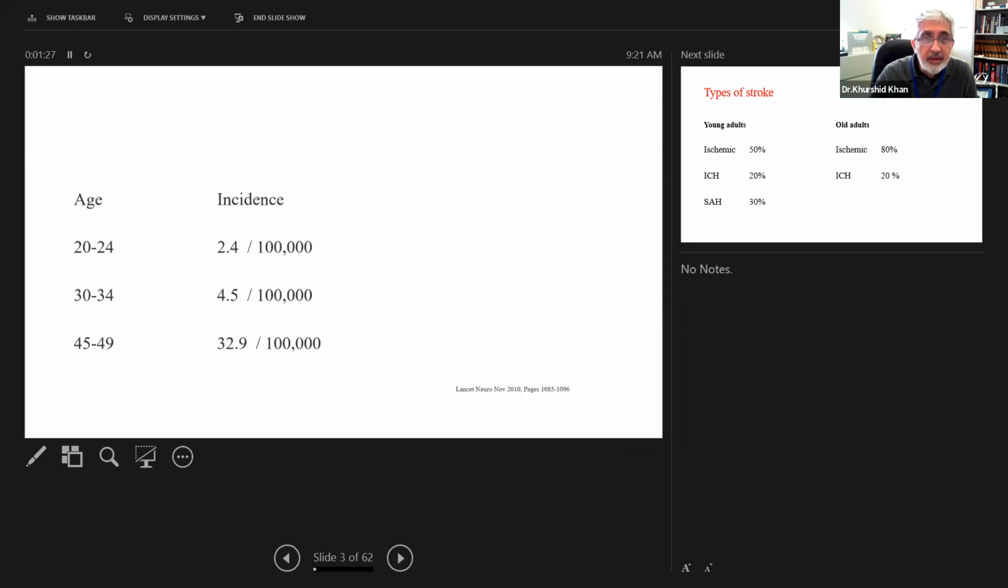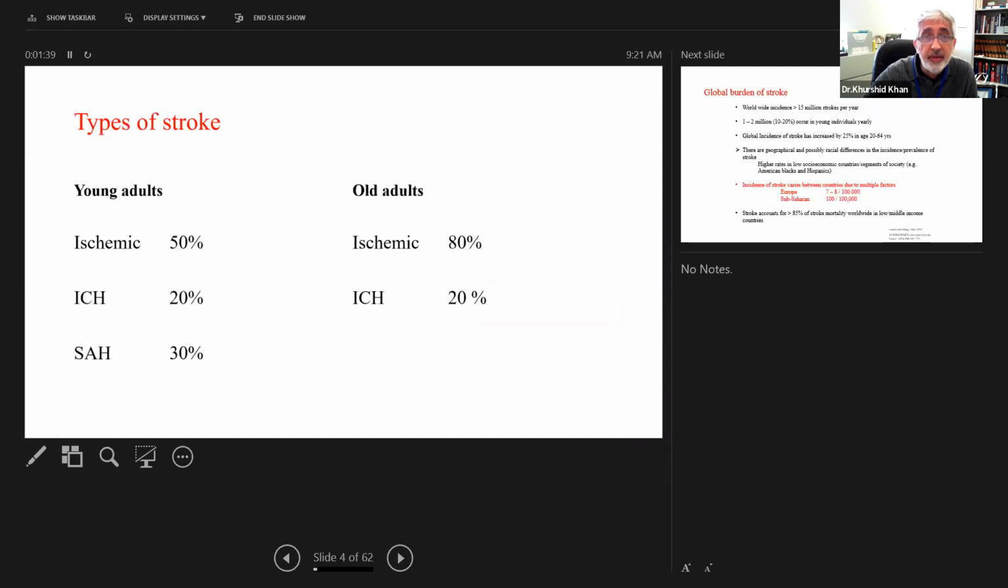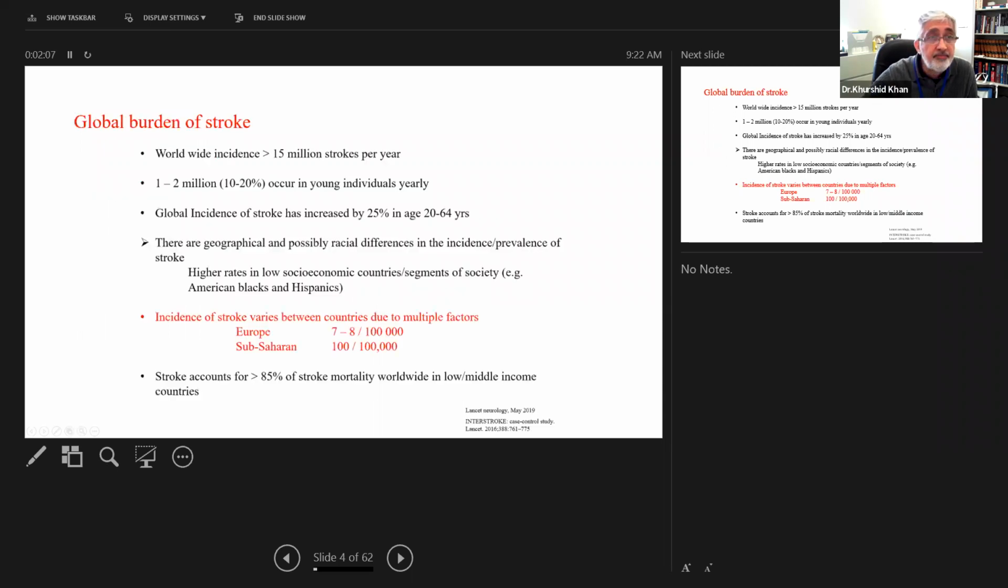So you can see that in the early 20s, the incidence is 2.4 per 100,000, which increases to close to 33 when they get closer to the age of 50. Strokes can be classified broadly into ischemic and hemorrhagic strokes. Ischemic stroke is by far the most common type in young and in the older individuals. In the younger individuals, subarachnoid hemorrhage accounts for 30%, while the intraparenchymal hemorrhage is felt to be about the same in the old and the young.